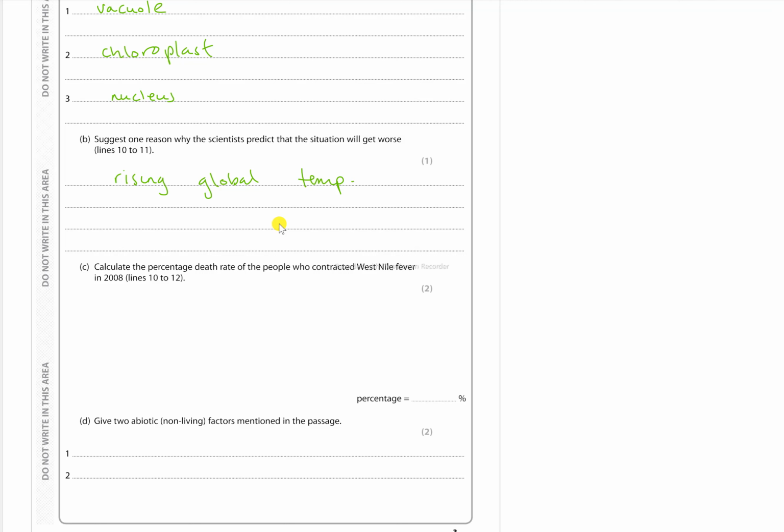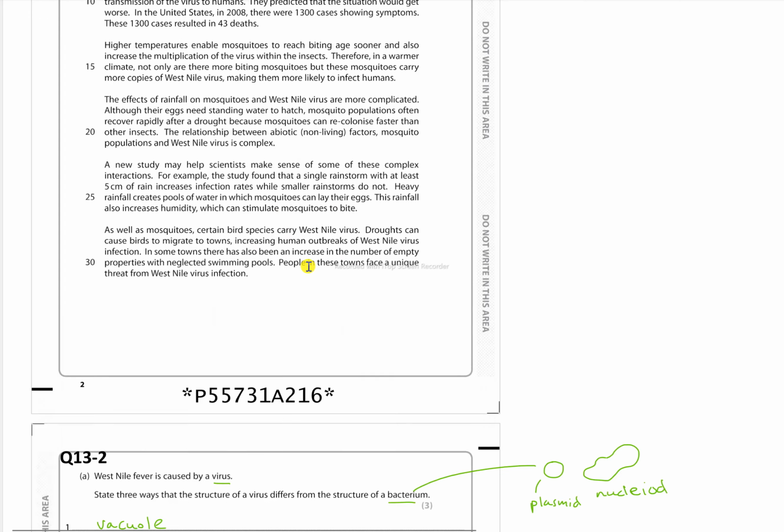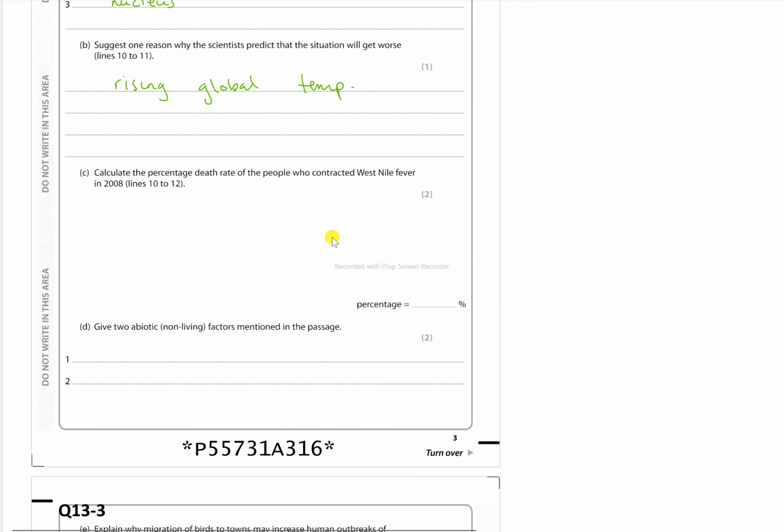Right, calculate the percentage of death rate who contracted, 10 to 12. Line 10, right, 1,343 deaths. So 43 out of 1,300, and turn that into percentage, and you should get 3.3%, 3.31%. Okay.